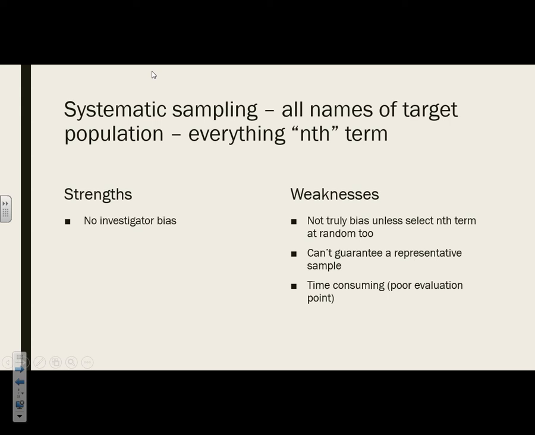However, much like random sampling, it can't be truly unbiased unless you select every nth term at random, so they could be quite sneaky and think, I think if we use this nth term, we'll probably get this type of person consistently. So you have to select the nth term at random as well. Can't guarantee a representative sample, and time consuming.